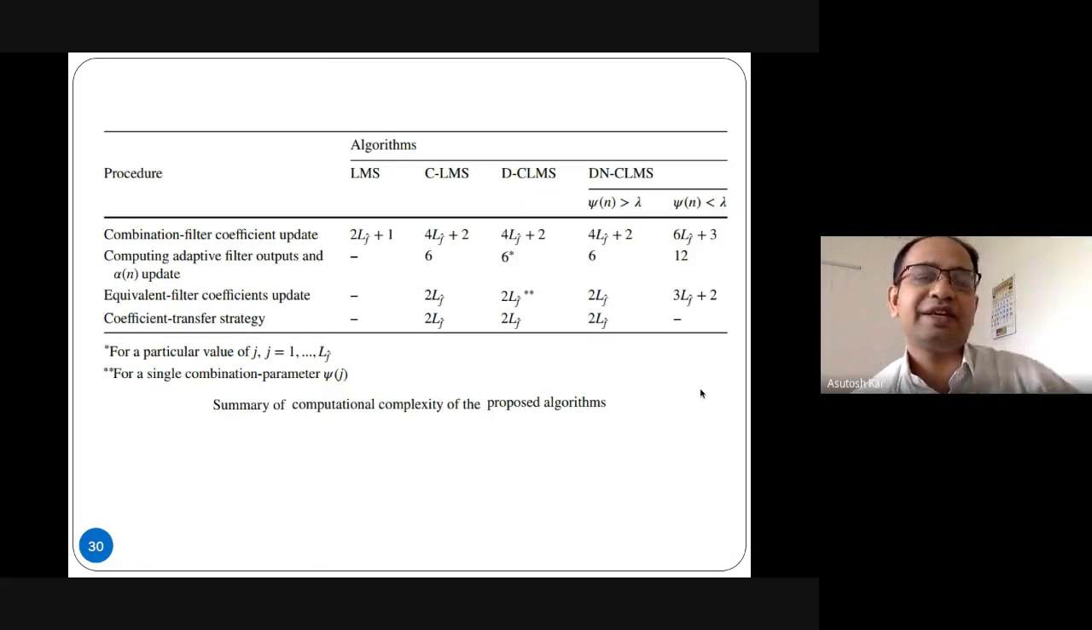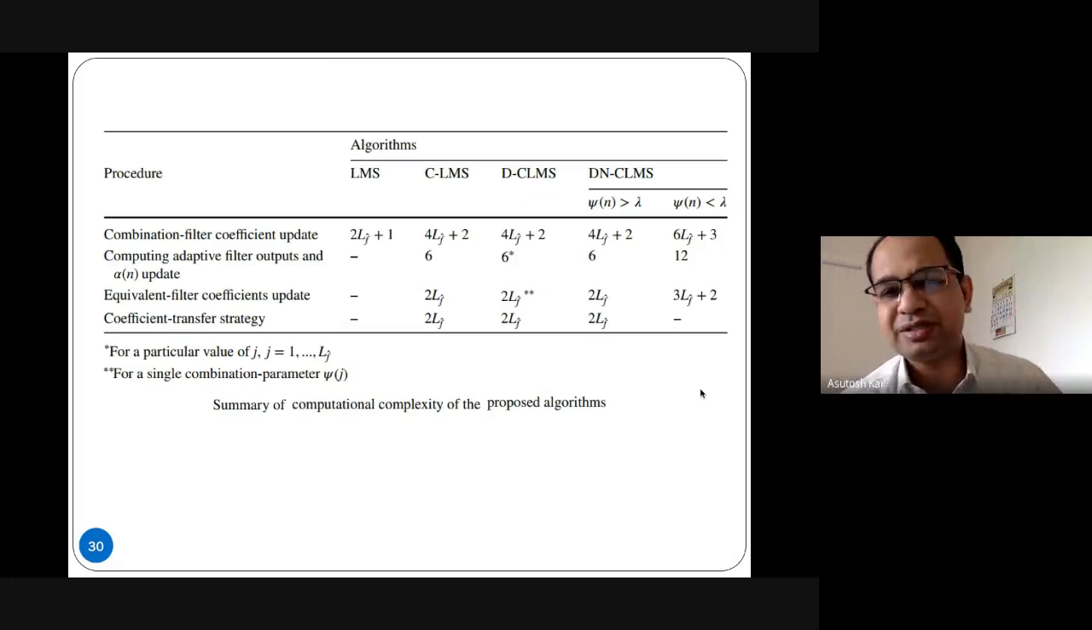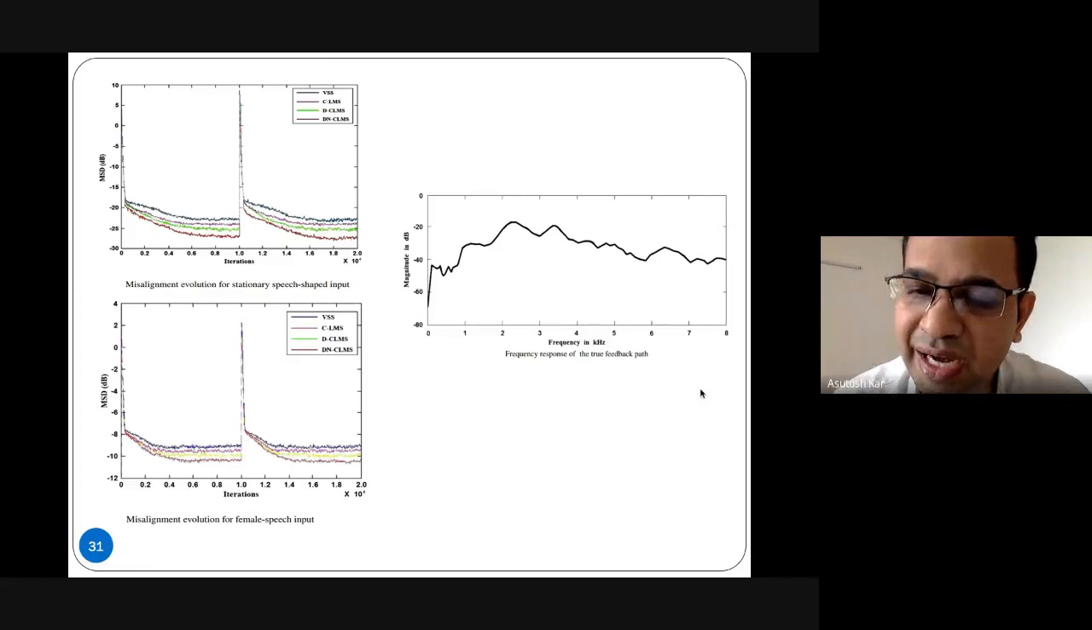Why? Because rather than one adaptive filter, we are going for a couple of adaptive filters. When we are going for more than one adaptive filter, it is quite obvious that we will get more number of computations, more multiplications, more additions. But if we are getting a better result, like which is presented in front of you for a feedback path which has been shown at the right, we get better MSD, that is the mean square deviation, one of the major parameters.